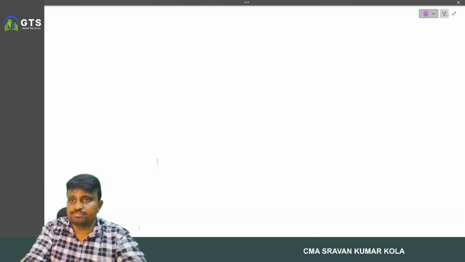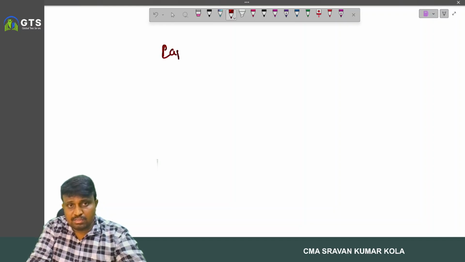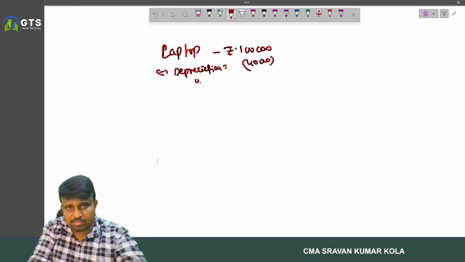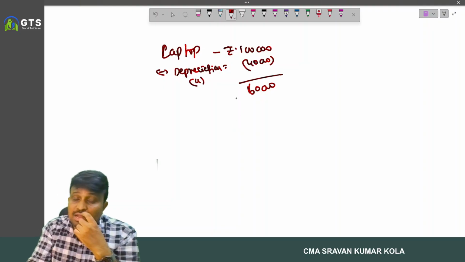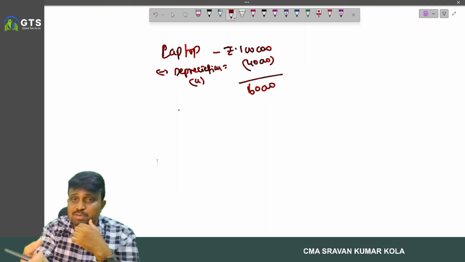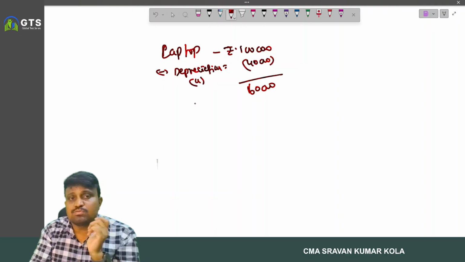That means, for example, here the laptop price is say 1 lakh, and I provide the depreciation. Say depreciation per annum is 10,000. 4 years I used, so 40,000, and the total is 60,000. And now I am replacing it, as my laptop screen was damaged. I have to replace it. That is the major overhaul, major replacement I have. In that case, what do I do?